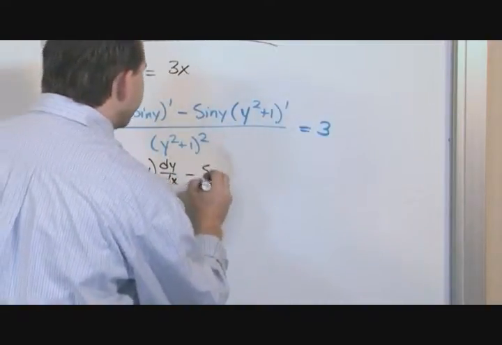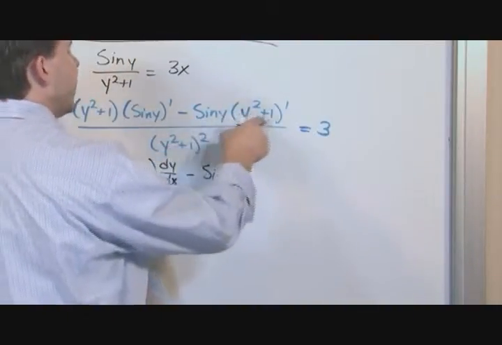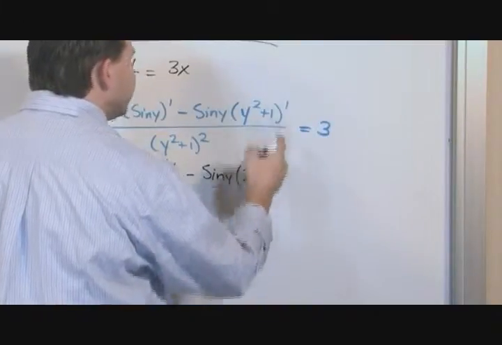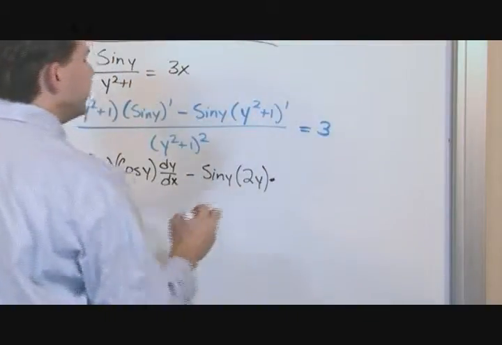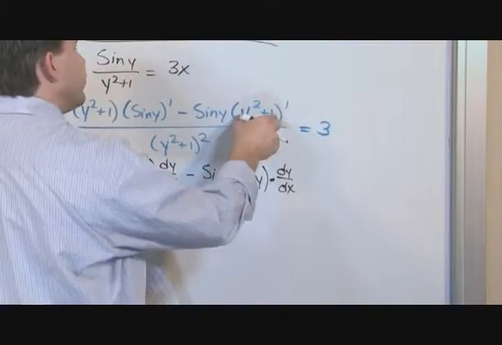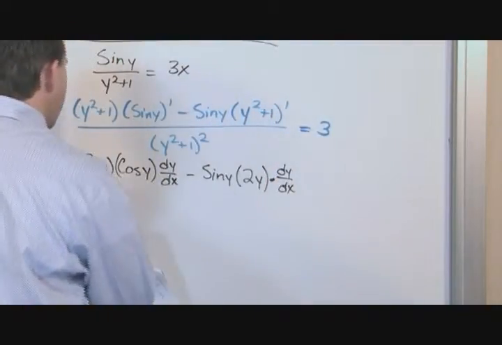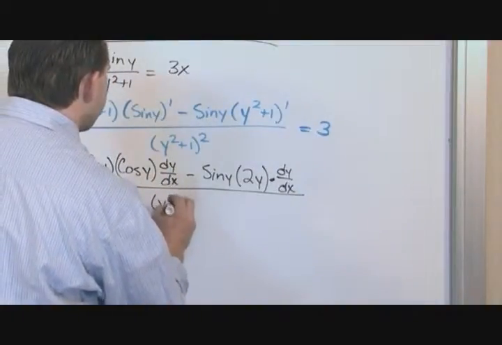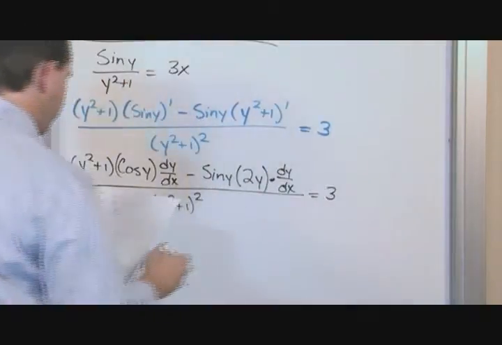Minus sine of y. Then over here, we take the derivative of this guy, giving us 2y. The derivative of this is 0, but we can't stop there. We have to multiply by dy/dx, because we take the derivative of this term, but we don't know how y varies, so we have to write dy/dx. On the bottom, we don't have any derivative, so we just say y squared plus 1 squared. And on the right-hand side, we just say we have 3.